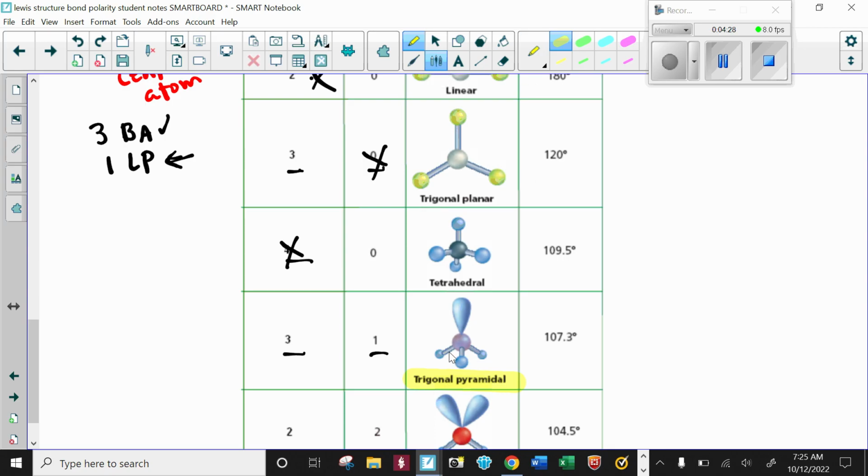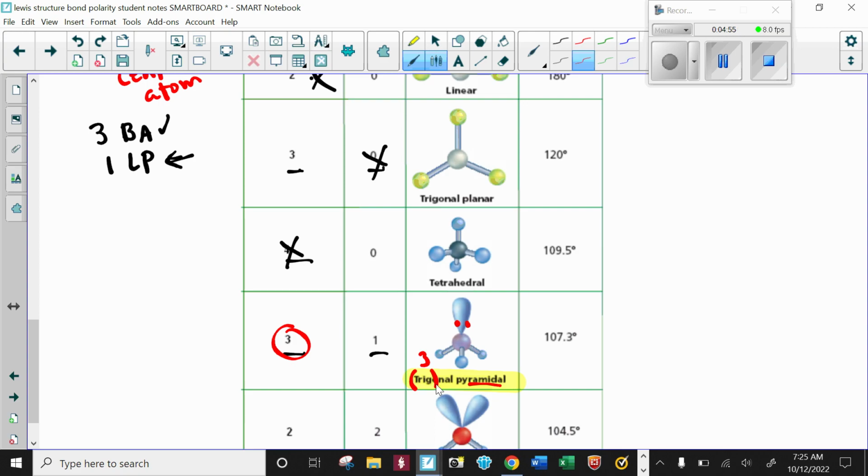But remember, tri means 3, right? Okay, that prefix tri means 3. So anything that's trigonal is going to have 3 bonding atoms. Notice it's pyramidal. Okay, and here's why. You see this weird little shape up here, that little teardrop shape? That's actually the lone pair of electrons. It's an electron cloud representing the lone pair of electrons.